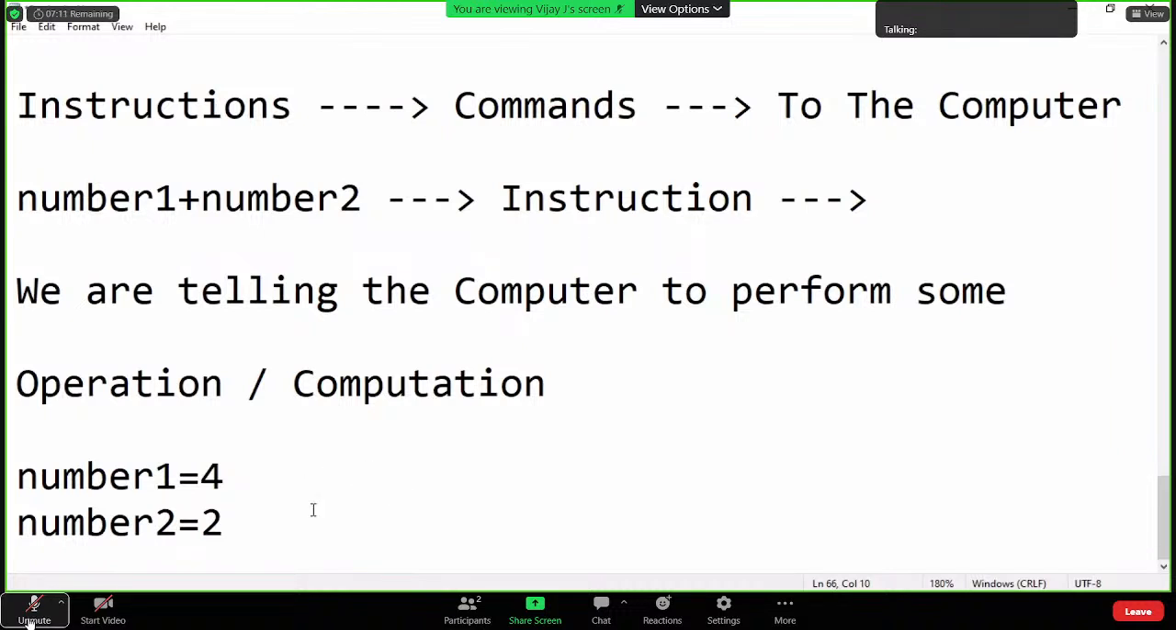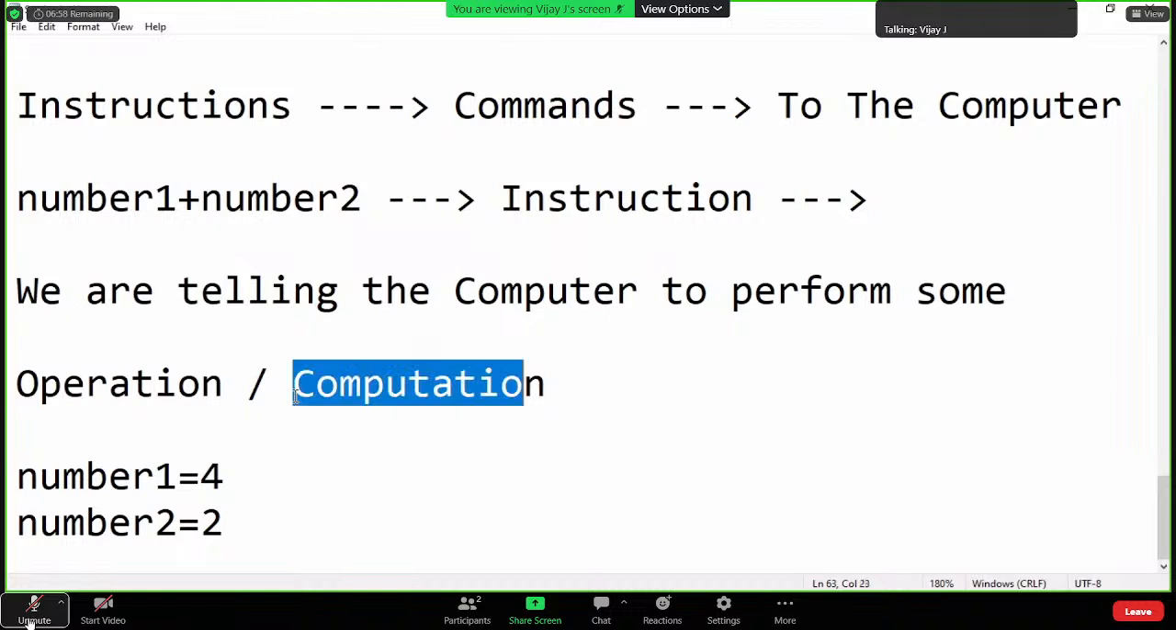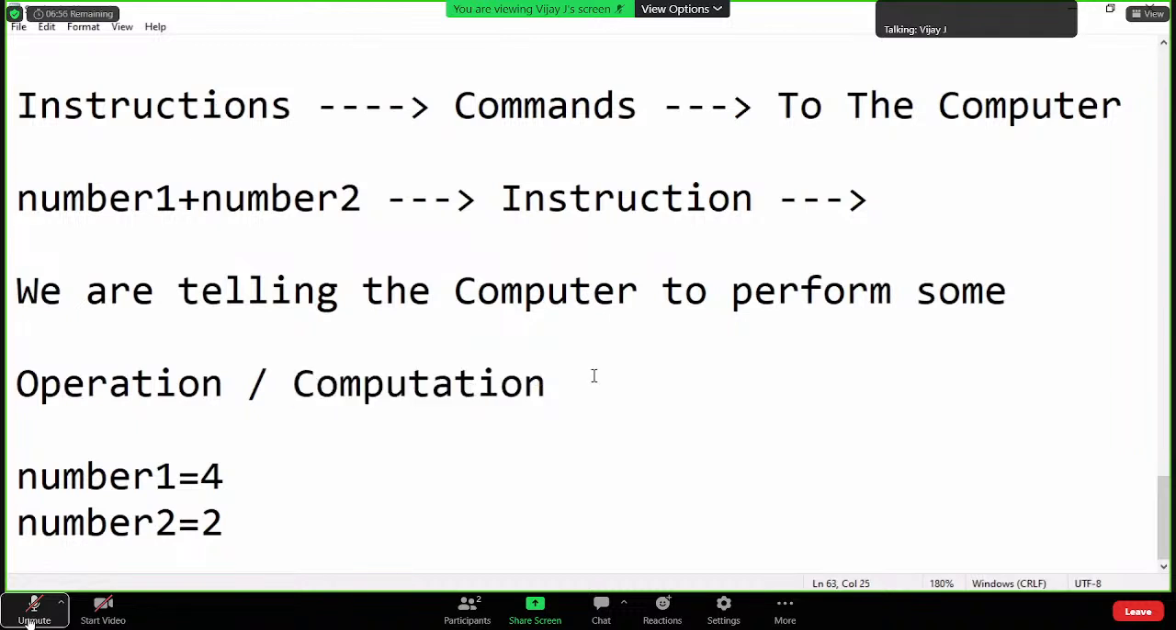These are also instructions. Previously I told that number 1 plus number 2 is an instruction. We are giving this instruction to the computer. And what is the computer doing? We know that the computer is performing a computation. Clear? Okay. Do we have only one instruction? No. We have some more instructions like number 1 is 4. Similarly, we have one more instruction, number 2 is 2.